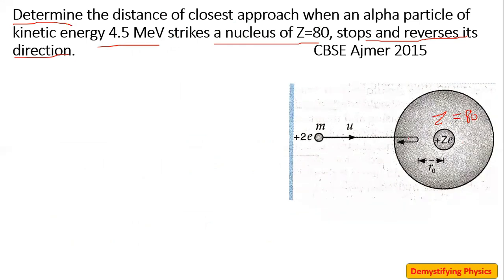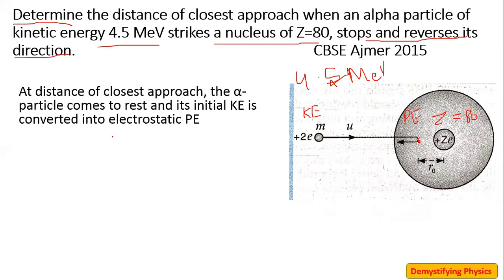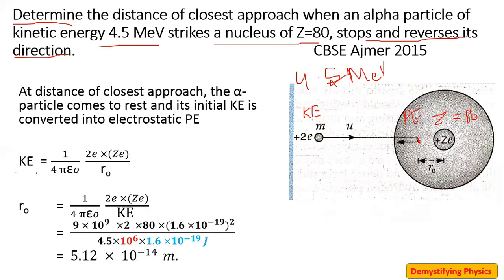Distance of closest approach means that the entire kinetic energy is converted into electrostatic potential energy at this point. Therefore, it stops and turns back, it retraces its path. So the kinetic energy is given to you, it's 4.5 mega electron volt, equated with potential energy. This is the kinetic energy. It is equal to the potential energy between the alpha particle and this nucleus.